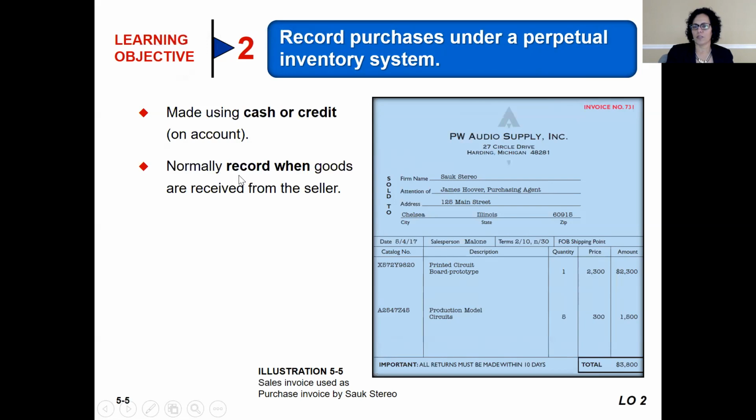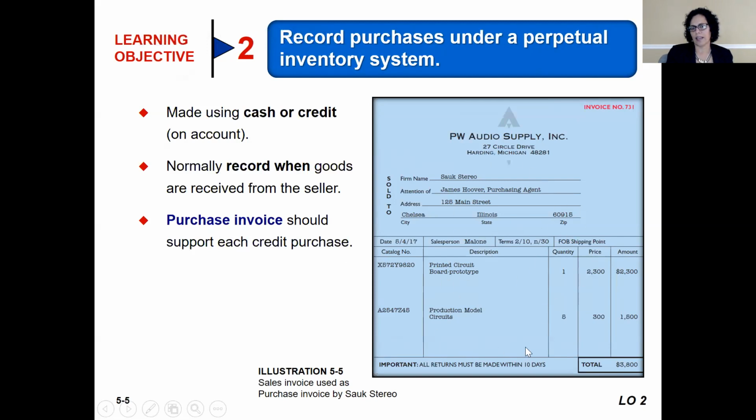Normally you record, which means a journal entry is done, only when the goods are received from the seller. So when I buy goods and place the order, I don't do a journal entry. Only when I get the goods, that's when I do my journal entry. A purchase invoice has to be there. That's a document that I rely on to know that it's a credit purchase. So I need to see this document.